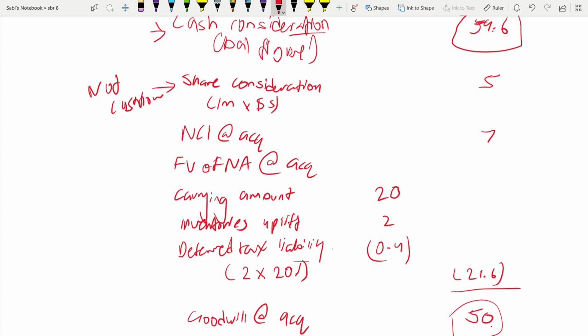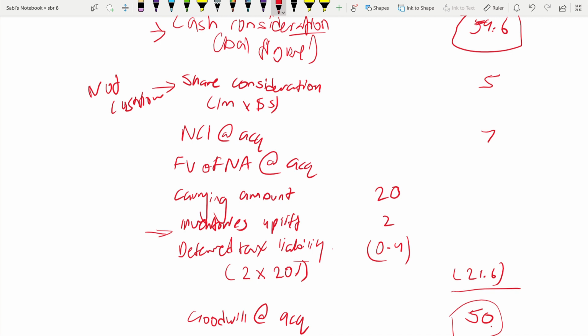Next, what's next? Next is the inventory uplift. You can talk about this. What about the inventory's uplift? Because of this uplift, there's a deferred tax, right? So that deferred tax will be treated as what? Part of net assets. Subsidiary's net assets only. Okay, that you have to write.